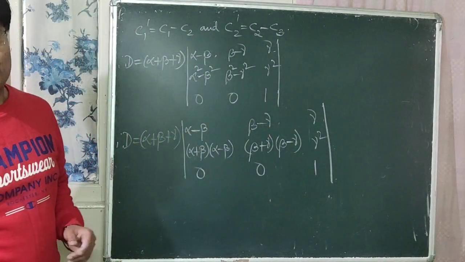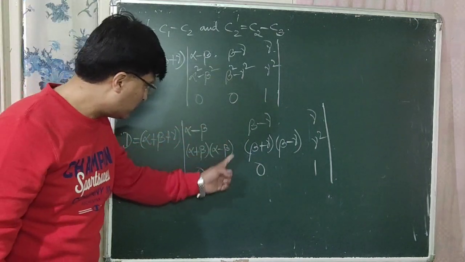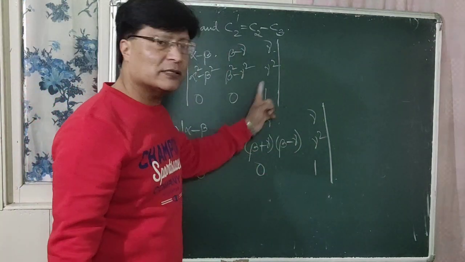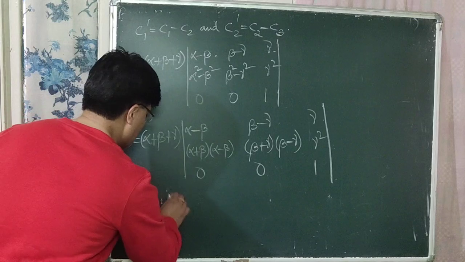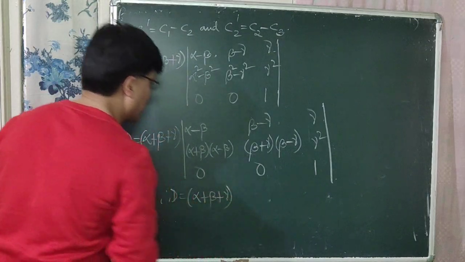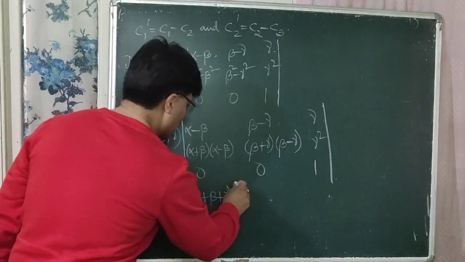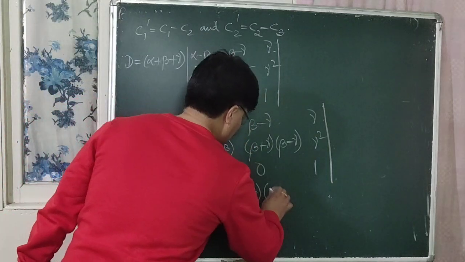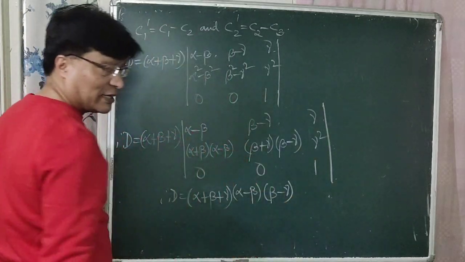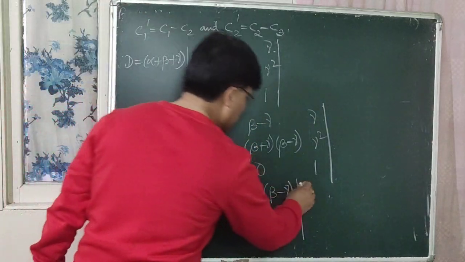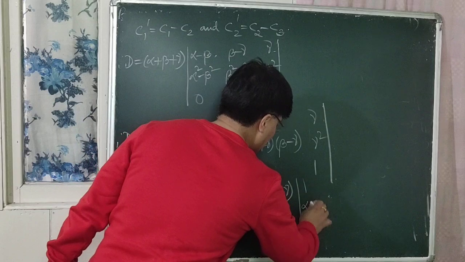Right? Now what is the second column? So your second column is beta minus gamma. What is beta square minus gamma square? You can use the same formula: beta plus gamma into beta minus gamma, then it is 0, right? This is gamma, gamma square, and this is 1.